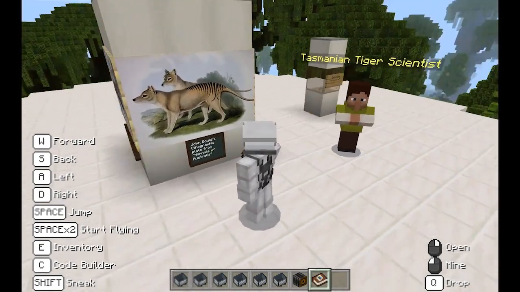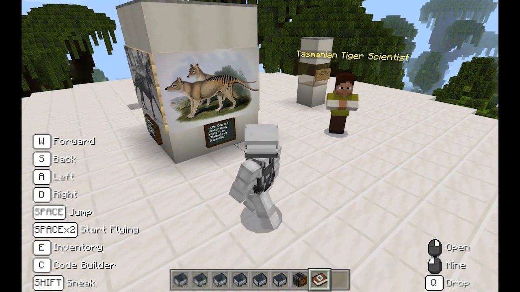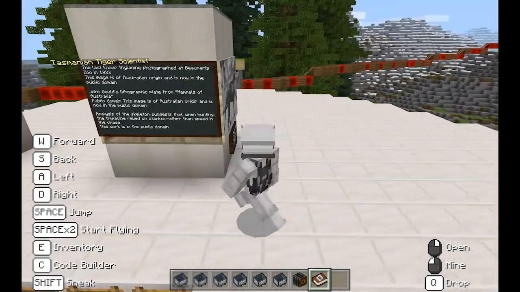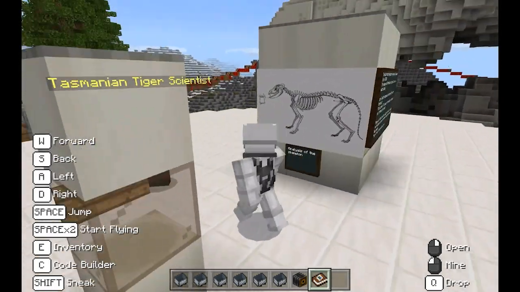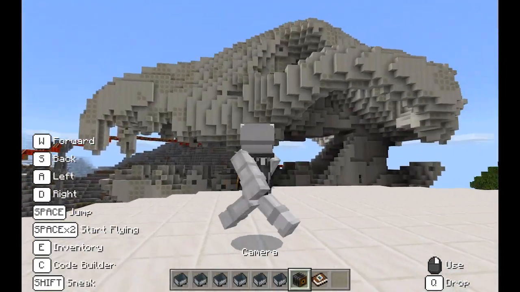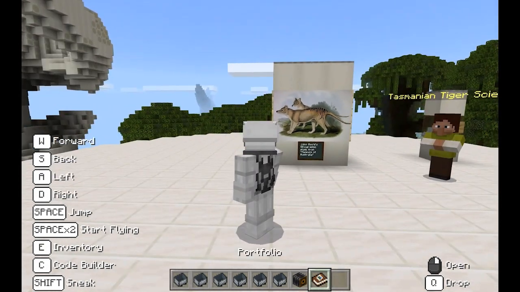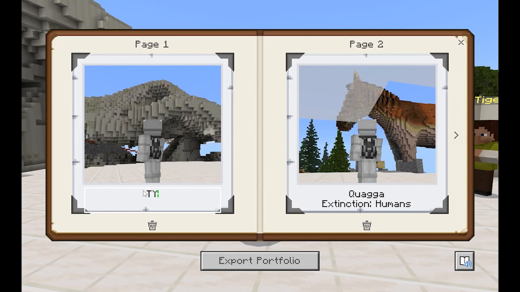Let's check this one out. Oh, crazy. Look at its mouth. Tasmanian tiger. Alright, let's get a picture for our portfolio. And here we go. Tasmanian tiger. Extinct. Ooh, a lot of things. Extinction of prey. I'm gonna say prey. Gone.